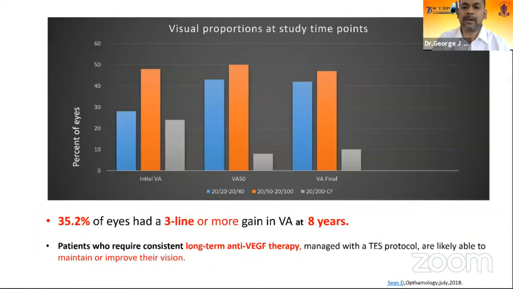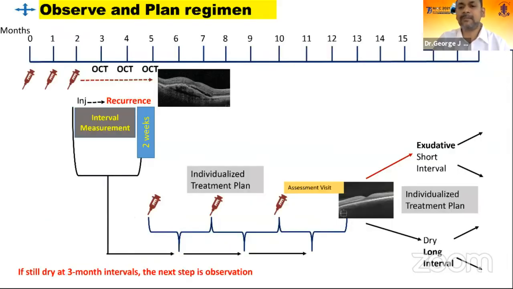So this protocol is quite impressive, because after 8 years, it is seen that 35%, more than 1/3 of the patients had a 15-letter gain, which is very important in a long-term study, given what we have seen happen in the SEVEN-UP and CAT studies with PRN. So the long-term anti-VEGF efficacy, this study shows it improves or maintains the vision in the long term. So this also gives some clues to one of the protocols which we could take into practice.